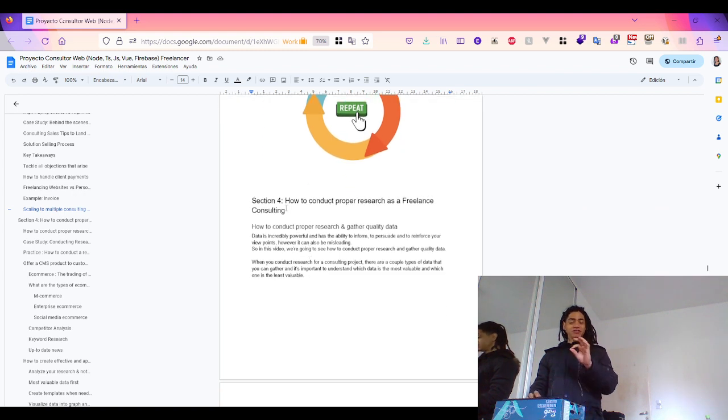Now when it comes to section 4, which is the section that I'm going to talk about, is especially when you're going to conduct a proper research as a consultant. Remember that data is something powerful. It can help you to inform, persuade, or reinforce your point of view.